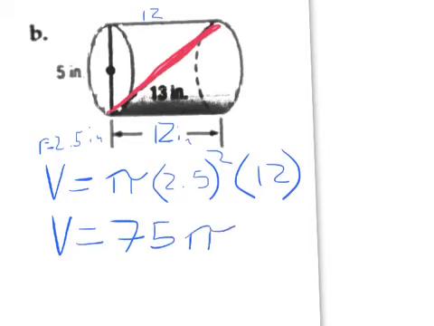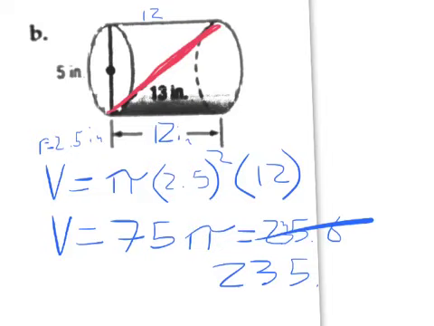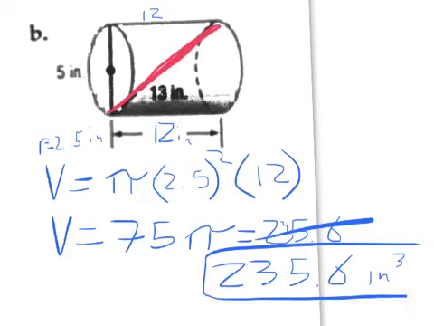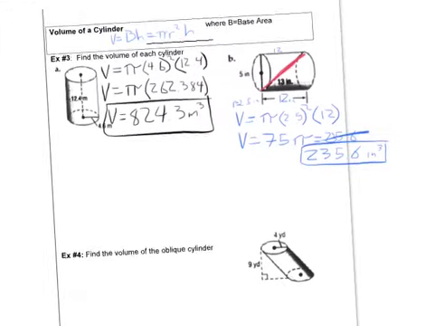And I'm going to do that times pi in my calculator, and that is, oh, that's ugly. 235.6. I'm going to do that again just so you can see it. 235.6. And we're in inches, so we're going to do inches cubed. 235.6 inches cubed. There we go. That's what you should have got.